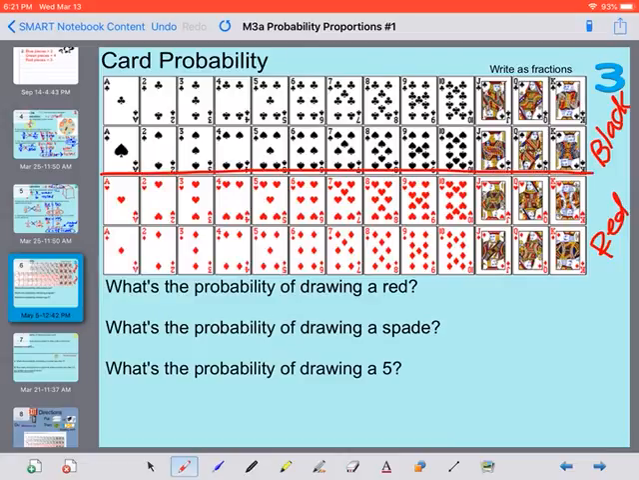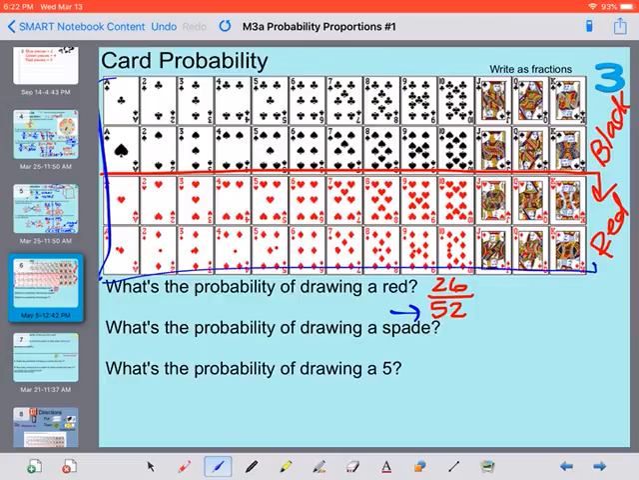So red is all the ones below here, and there are 1, 2, 3, 4, 5, 6, 7, 8, 9, 10, 11, 12, 13 cards in each suit. There are 2 rows of 13. 13 and 13 is 26, out of a total of 52 cards. For those of you who play cards, we know there's a total of 52. Or you can count 4 by 13. 4 times 13, there'd be a total of 52 cards laid out.